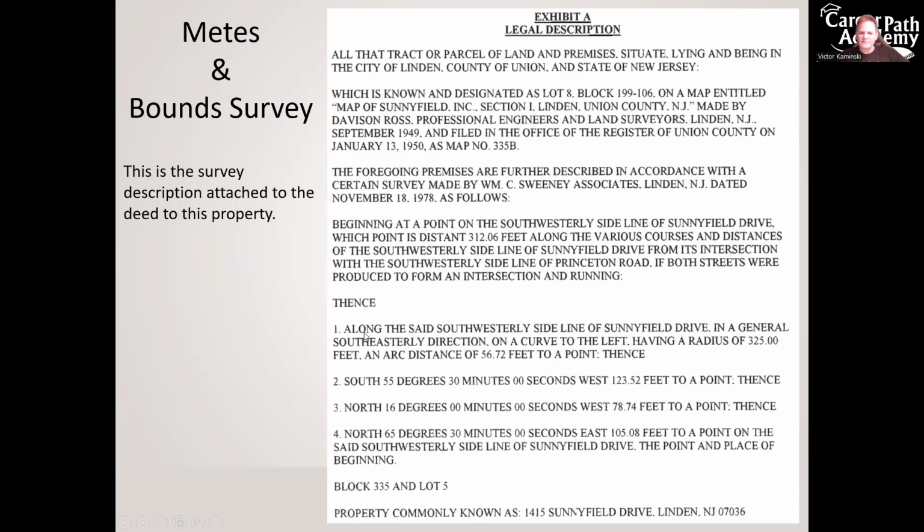Thence, after that, thence, that's the old English language, I guess they're using wording from that. Thence, along the said southwesterly side of Sunnyfield Drive in a general southeasterly direction, a curve to the left, having a radius of 325 feet, and whatever. Okay, so you can see how they do their measurements. South 55 degrees, 30 minutes, 0 seconds, so many feet. Then north, this is the one way that it could read.